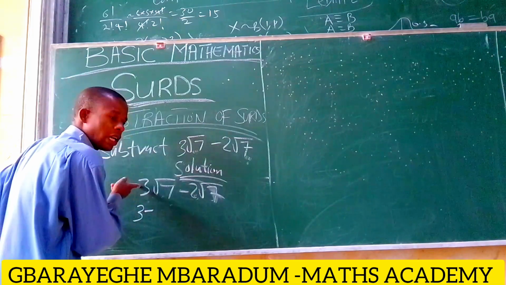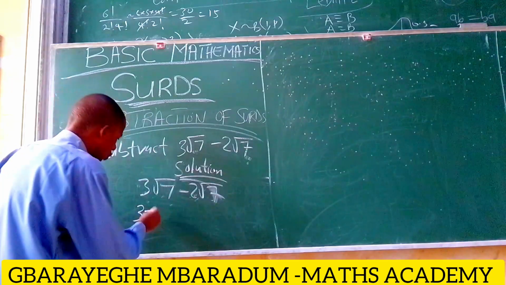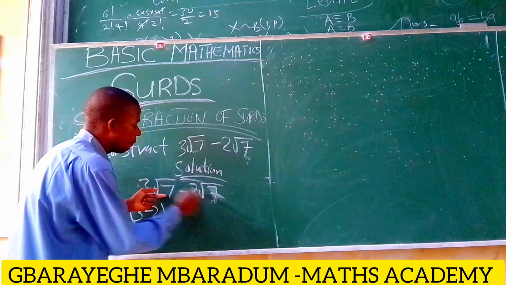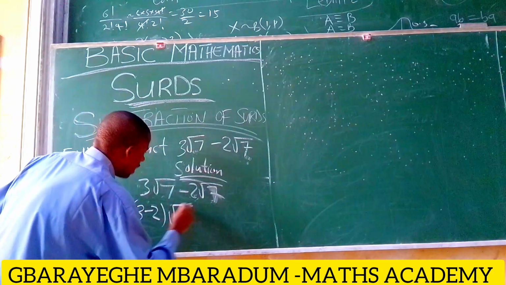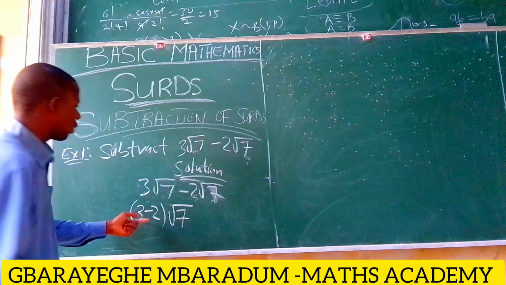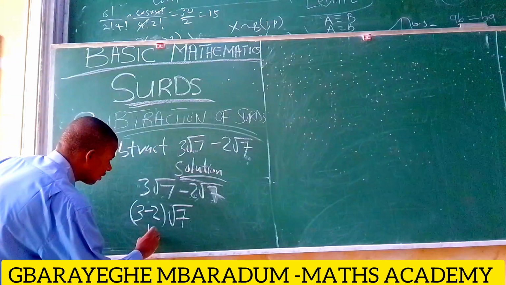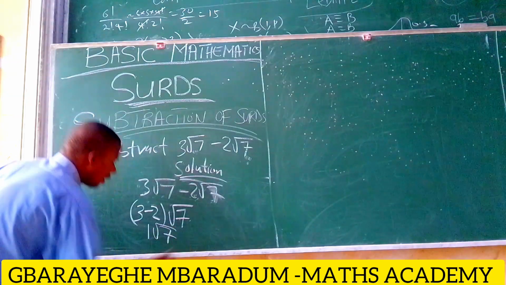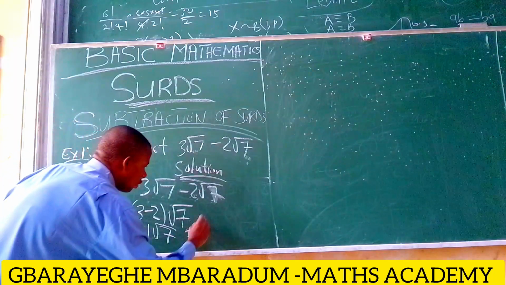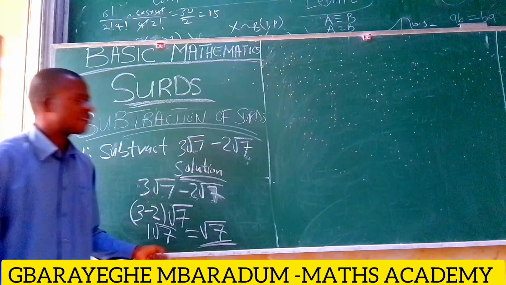The number in front of this root is 3. The number in front of this root is 2. So we are subtracting 3 minus 2. Now we're going to take only one of the base since they are in the same base. Root of 7, right? Now at this point, 3 minus 2 is 1, right? Root 7. I know that 1 times root 7 is the same thing as root 7. So this is the final answer. This is how to subtract a surd.